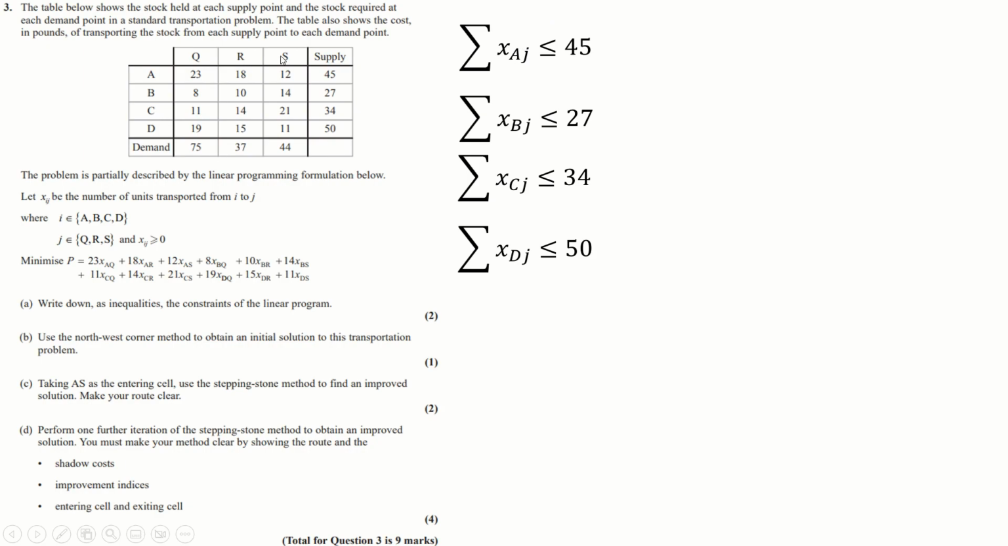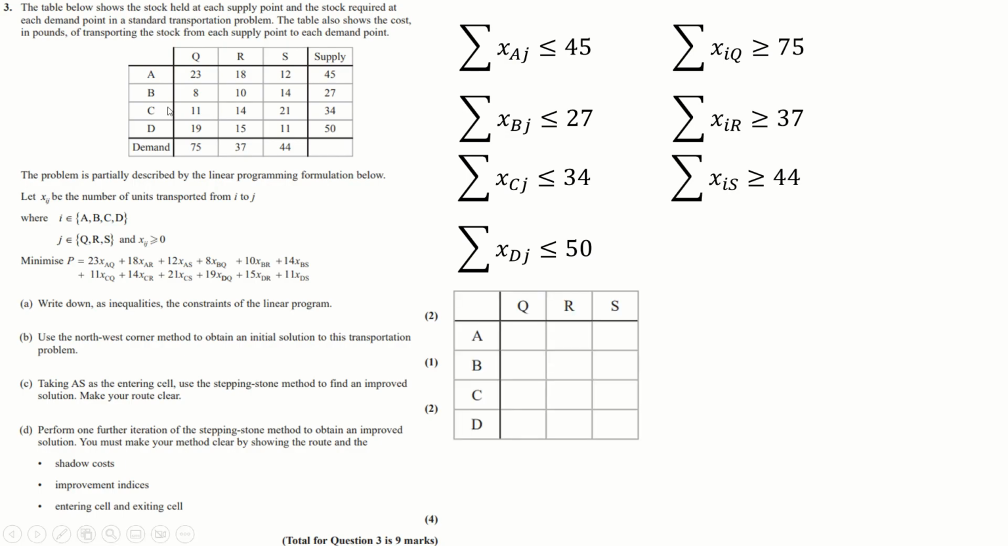And then likewise for Q, R, and S, they need at least 75, 37, and 44 things. So the inequality is going to flip over, and the sum will put the Q second, because it works in terms of i, j, right? So this is the suppliers and this is the destinations. So Q needs, from the four suppliers, A, B, C, or D, the sum of things going to Q needs to be at least 75. So that's what we're just writing here. And we just write them all down and we end up with our 2 marks.